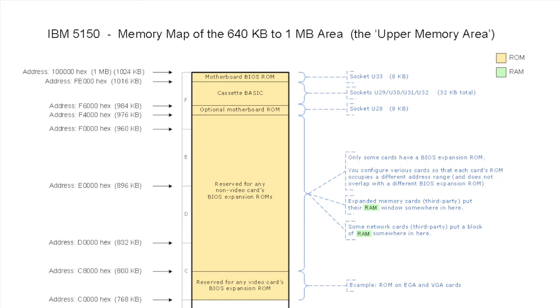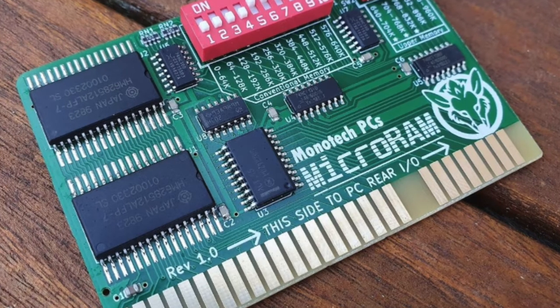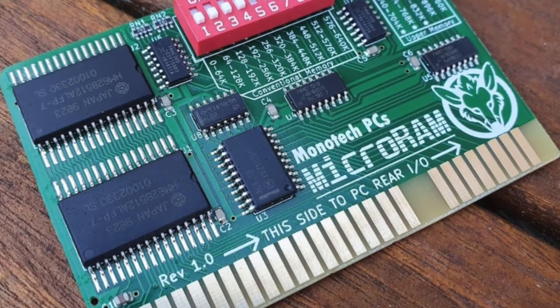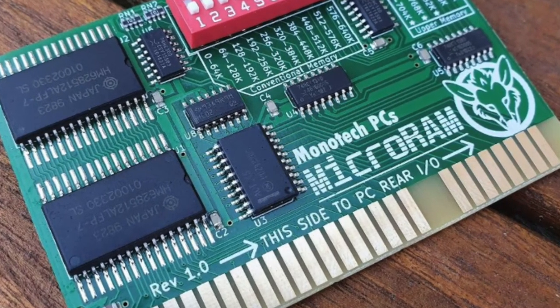So applications such as ANSI.sys, DOSKey, and mouse drivers, all of those could be loaded into that area. The important thing about loading them into the upper memory block is that it frees up that all-important 640 kilobytes area for your real applications. And this is what I'm going to show you today with this card.